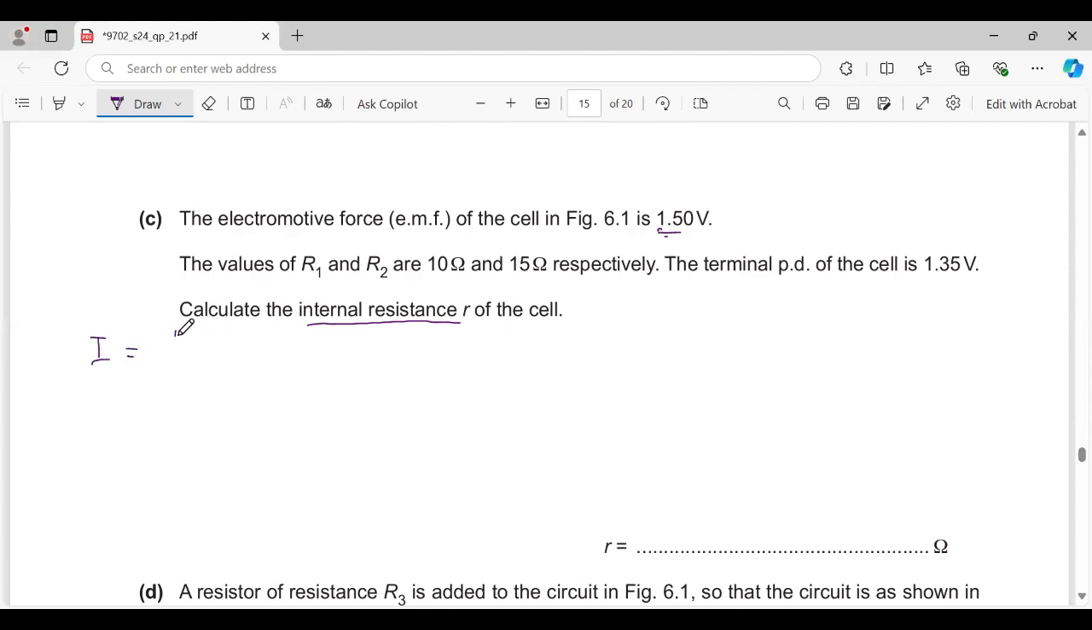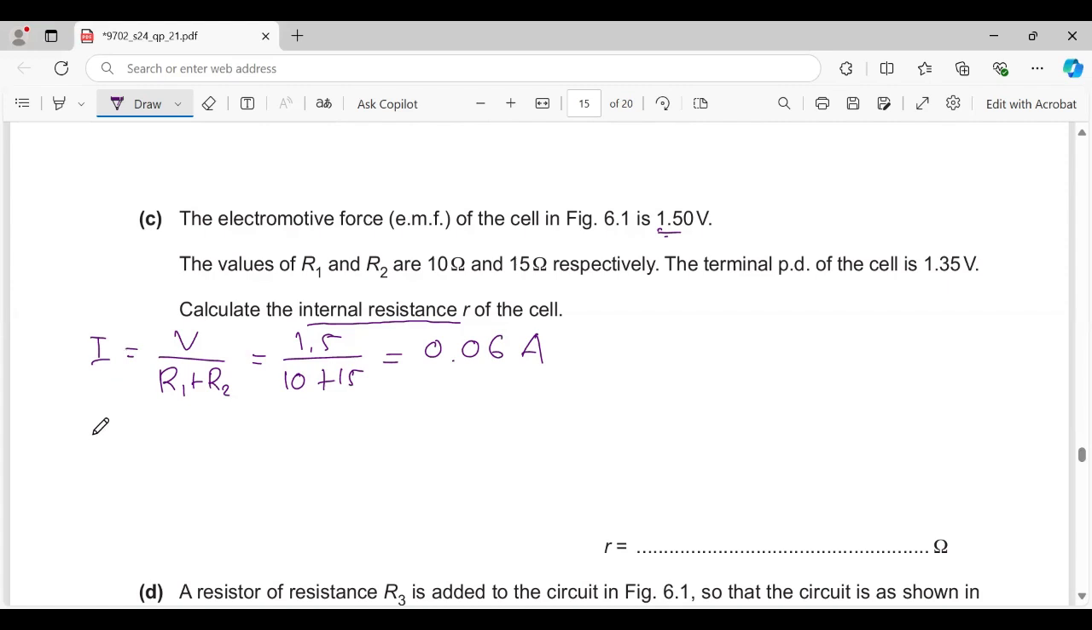I equals V over R1 plus R2, because R1 and R2 are attached in series. So in a series circuit, not parallel, it means 1.5 over 10 plus 15. If you calculate 1.5 over 25, it is 0.06 amps. And this is the electric current, I.